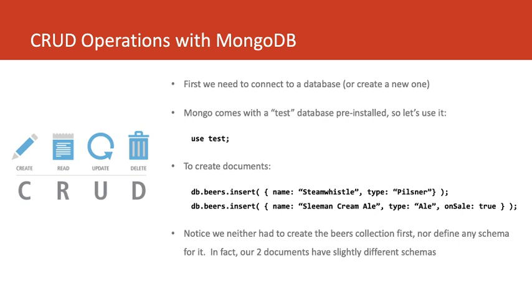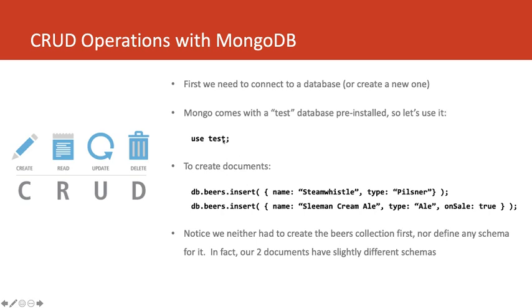So, CRUD operations. First we need to connect to the database or create a new one. Mongo comes with a test database pre-installed, so we can just use that for this example. You would just say use test, test being the name of the database that you are using. Then to create documents, we use a similar interface, like I said. It's JSON.